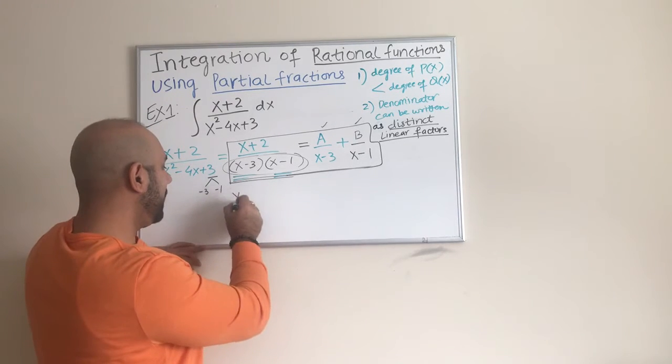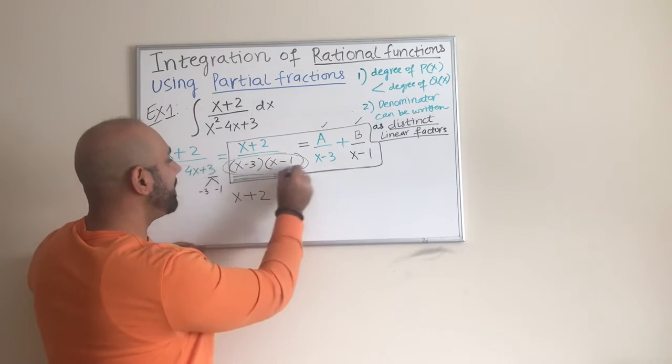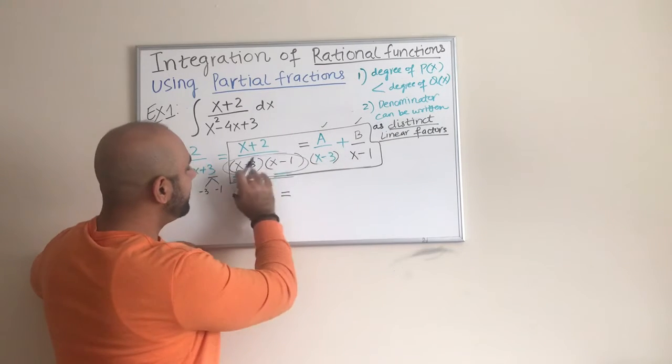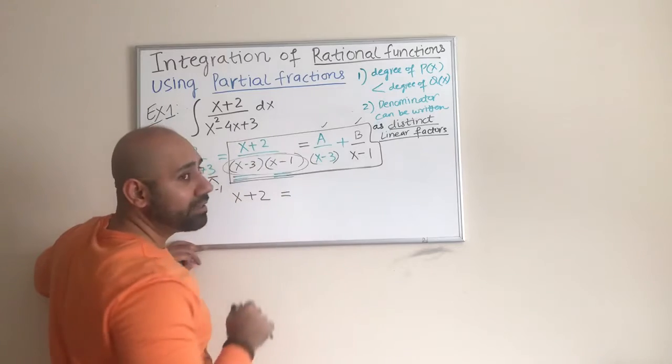I will be left with only x plus 2 on the left hand side because I'm multiplying by this guy, right? On the right hand side, I'm multiplying by the same thing, but I have to multiply the first rational function as well as the other rational function.